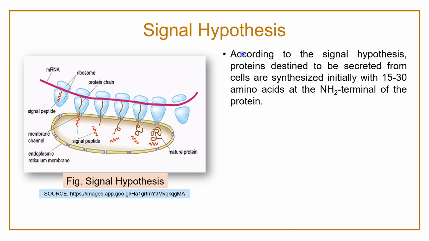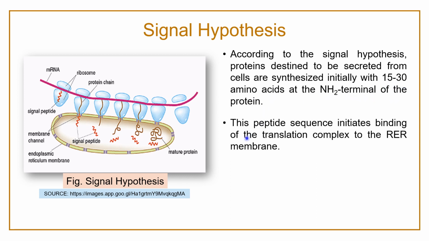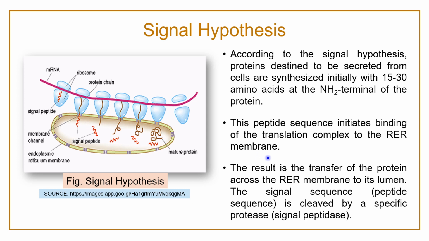According to the signal hypothesis, proteins destined to be secreted from cells are synthesized initially with 15 to 30 amino acids at the amino terminal of the protein. This peptide sequence initiates binding of the translation complex to the RER membrane. The result is the transfer of protein across the RER membrane to its lumen. The signal sequence, which is the 15 to 30 amino acid sequence, is cleaved by a specific protease, signal peptidase.